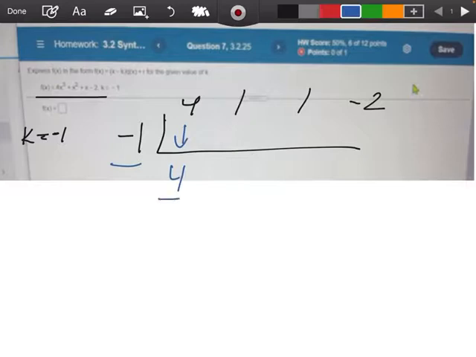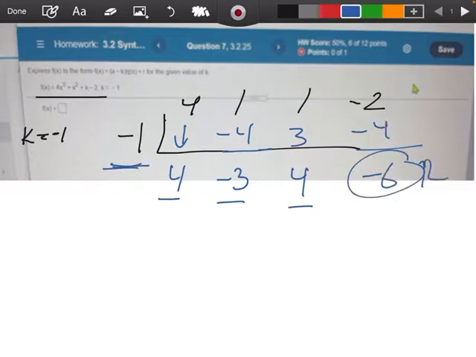Okay, so first thing, we're going to bring down the 4. So negative 1 times 4 is a negative 4. We're going to add them together. Negative 3. That doesn't look like a very good negative 3. Let's fix that. There we go. Okay, negative 1 times negative 3 is a positive 3. We're going to add those together. That's a 4. And negative 1 times 4 is a negative 4. We add those together. There's my negative 6. Remember, this is my remainder.